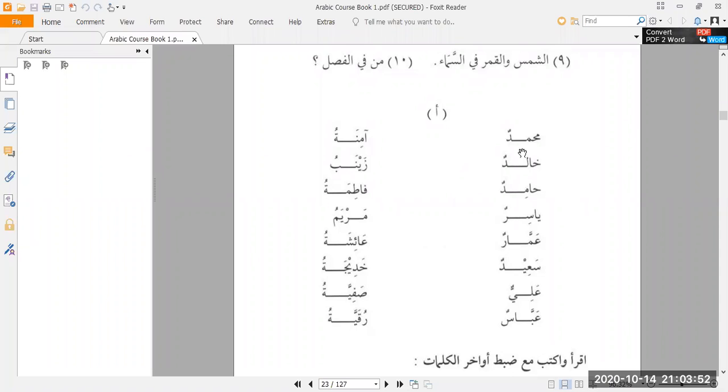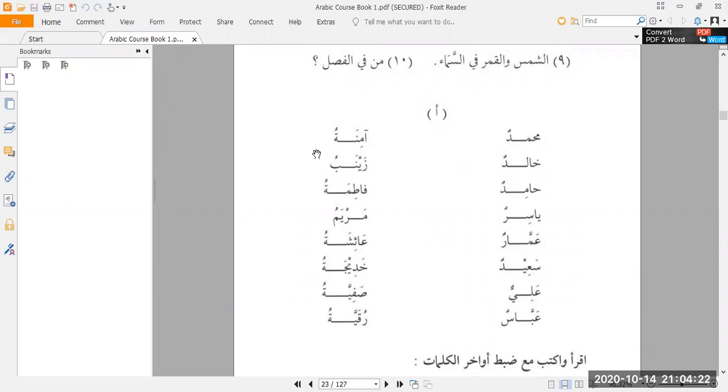So it says Muhammadun, Khalidun, Hamidun, Yasirun, Ammarun, Sa'idun, Aliyun, Abbasun. All masculine male names, you notice all of them have got tanween, dhammatain specifically on the ending. Now with the female names: Aminatu, Zainabu, Fatimatu, Maryamu, Aishatu, Khadijatu, Safiyatu, Ruqiyatu.